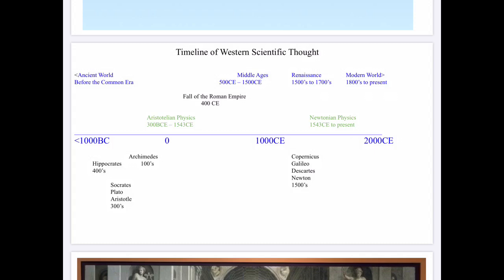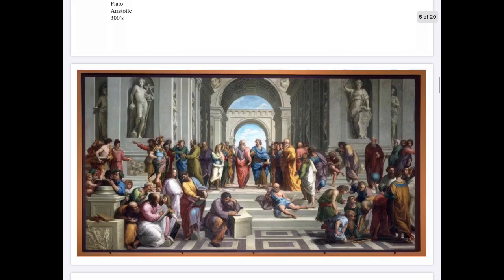And down below the line, we see some ancient Greeks. So we see Hippocrates, Socrates, Plato and Aristotle, and Archimedes. Of those, in this lecture, we are looking at the 4 ancient Greeks that are on the furthest left on the chart: Hippocrates, Socrates, Plato, and Aristotle. So let's take a look at these guys.